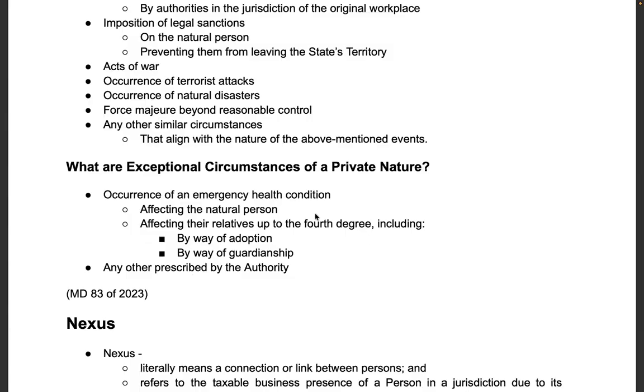Now, private nature ones are relatively easier. Occurrence of an emergency health condition affecting the natural person, or affecting their relatives up to the fourth degree. You remember this fourth degree condition? Where is it repeated? Yeah, in the definition of related parties. Yeah, in the related party definition, you will find this. By the way, this is also taken from the Model Tax Convention 2017, including by way of adoption, by way of guardianship, any other prescribed condition. All of that was an indication of private nature circumstances, exceptional circumstances.